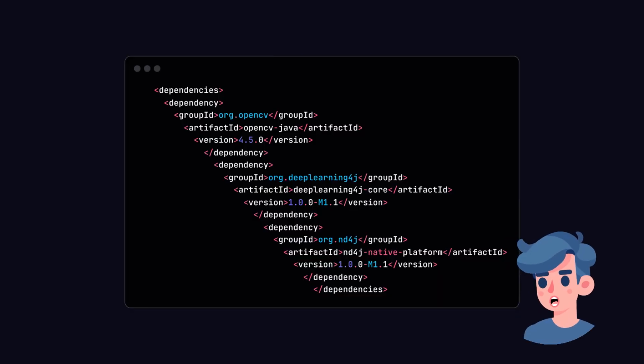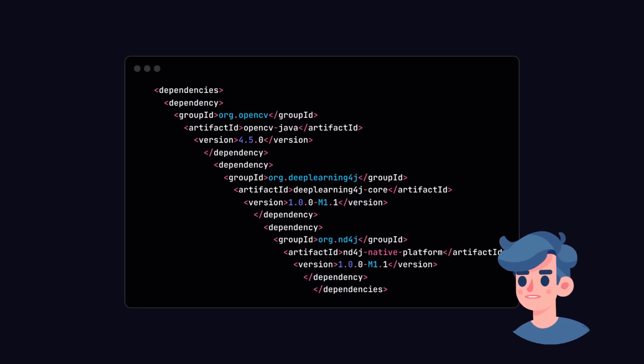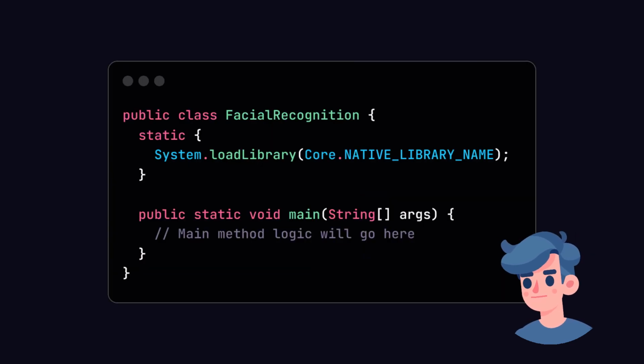Next, we need to set up the Maven project. Create a new Maven project in your IDE and update the pom.xml file to include the necessary dependencies. This is how your pom.xml should look. With the dependencies set up, let's initialize OpenCV in our project. We'll create a new class called FacialRecognition. Here's how to load the OpenCV library in the main method.